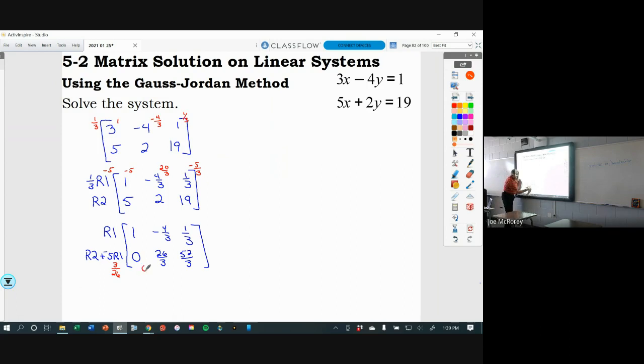3/26 times 0 is 0. 3/26 times 26/3 is 1. 3/26 times 52/3 is 2.